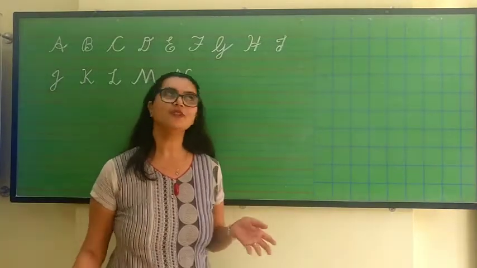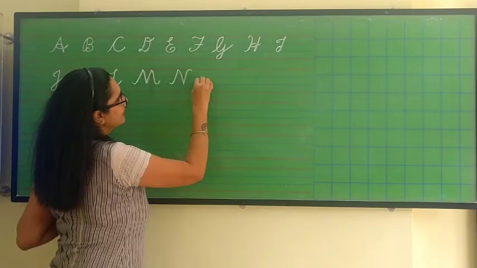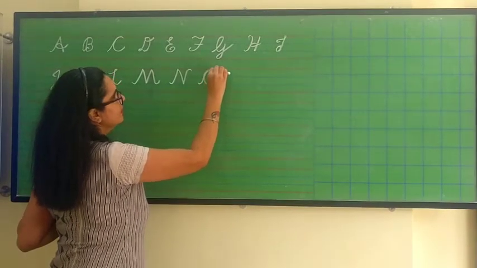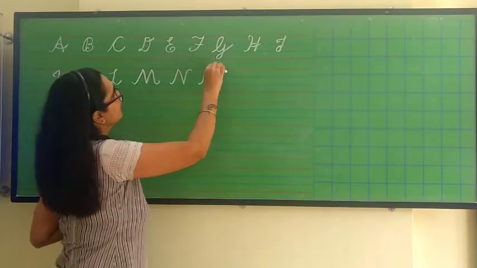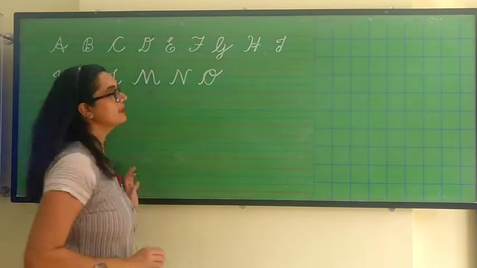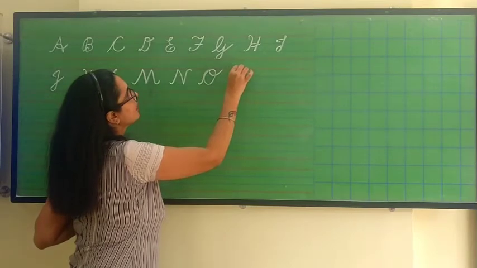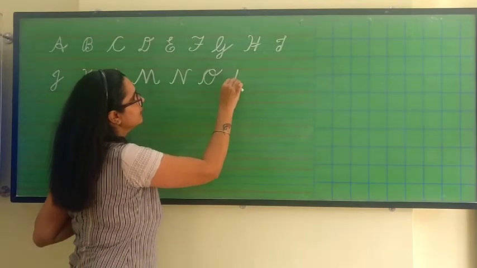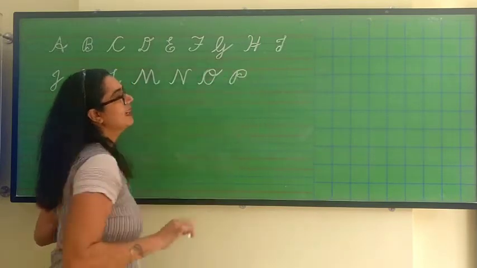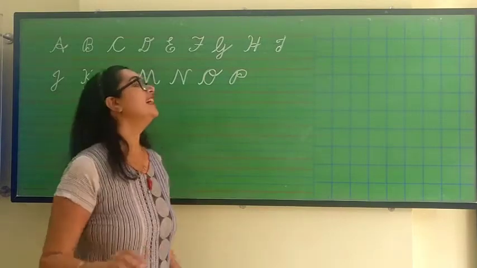Now let's write cursive O. Take a turn and curve and a circle. And now children, we are going to make a curve over here for O. This is capital O. Now let's write capital P. A round line, turn and curve inside. Capital cursive P.